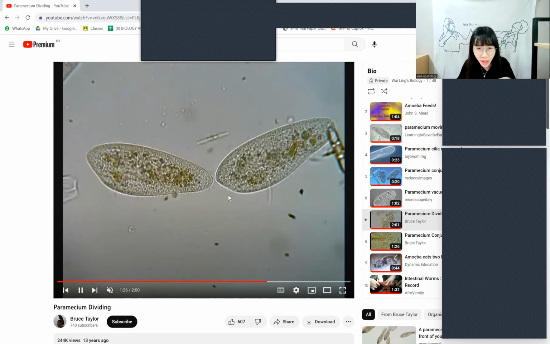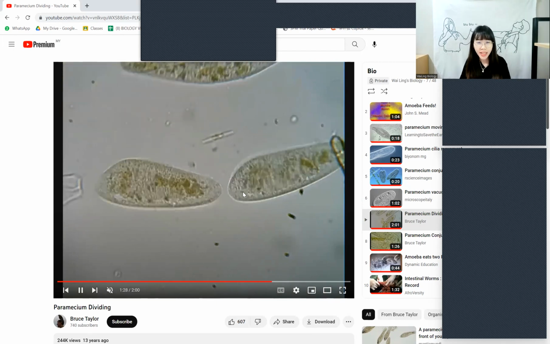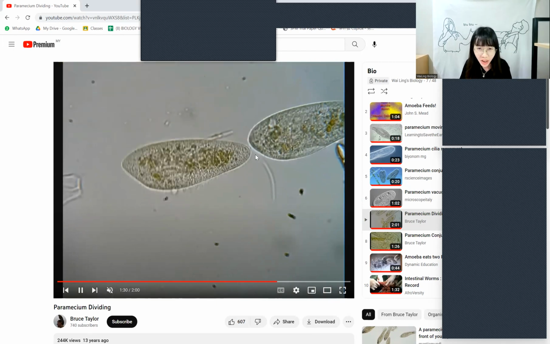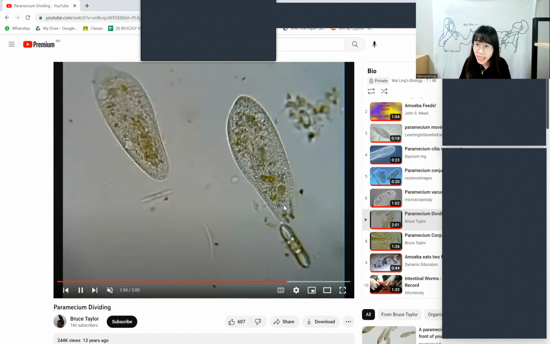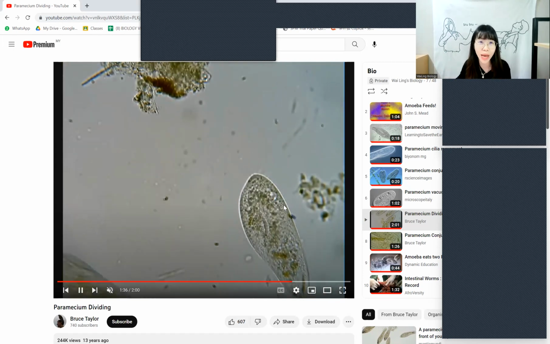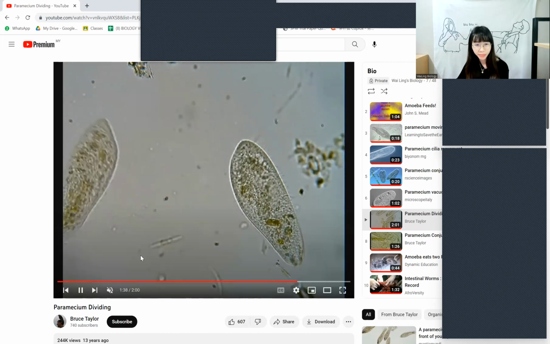Okay, how come? Ta-da! Okay, they form into two cells already right now. So this is how they carry out binary fission. Same goes for amoeba species. They will also do the same thing.